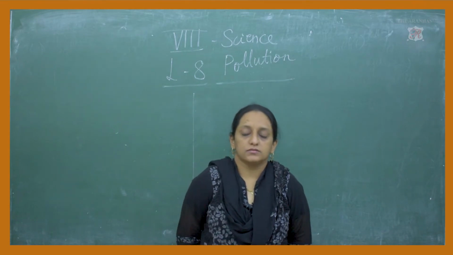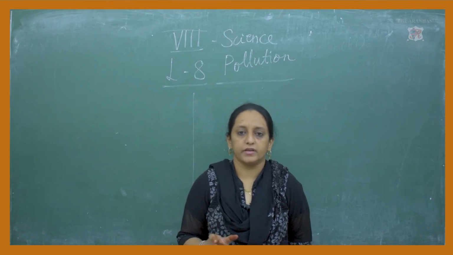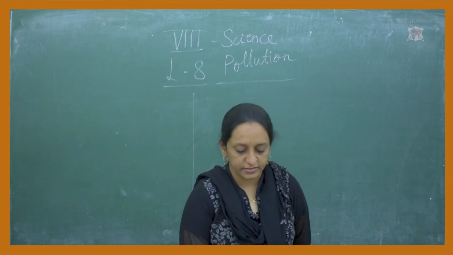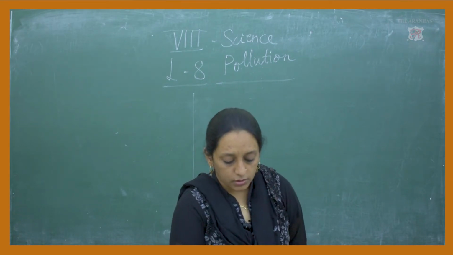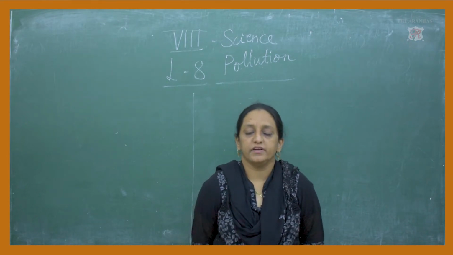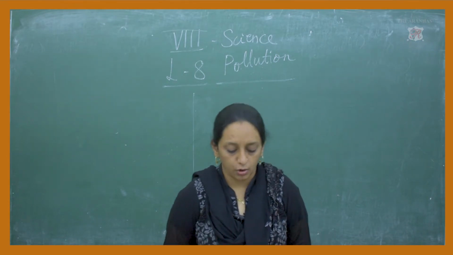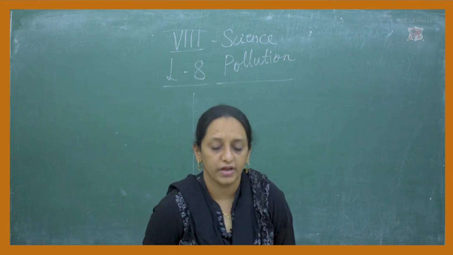So this whole page was about acid rain, about global warming and acid rain. It was related to air pollution. And now on the next page they have given us preventive measures of air pollution: how to prevent this pollution of air in general.